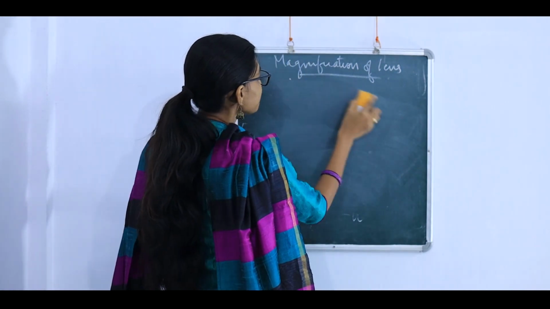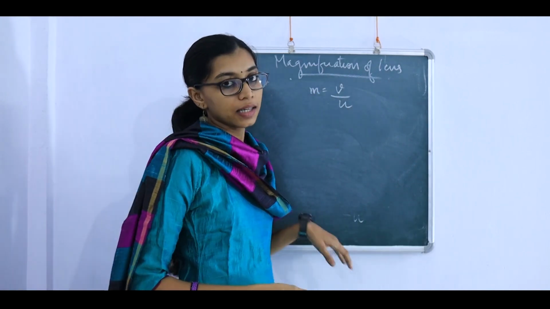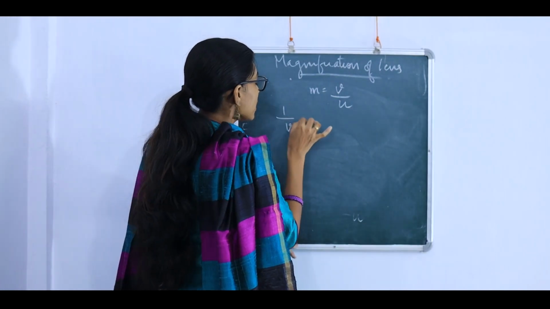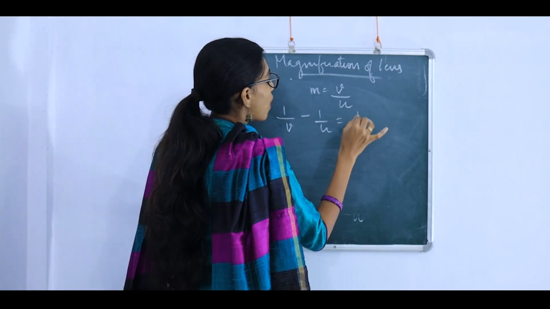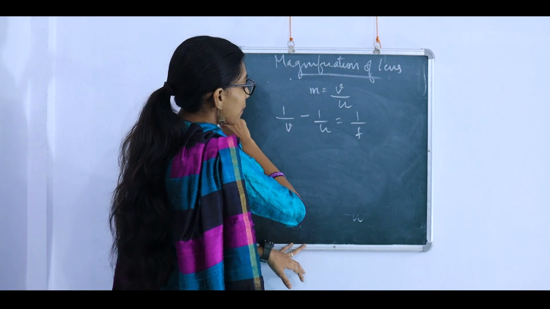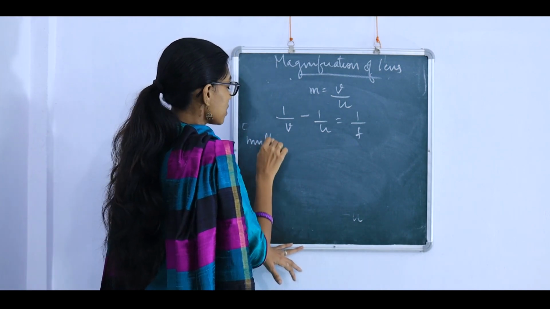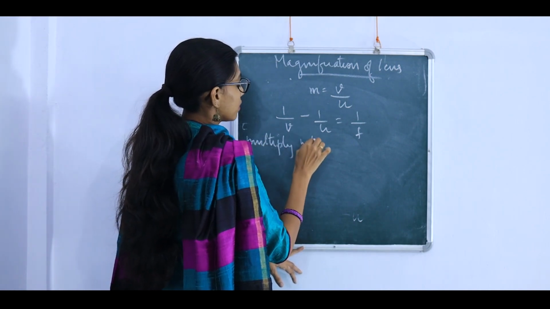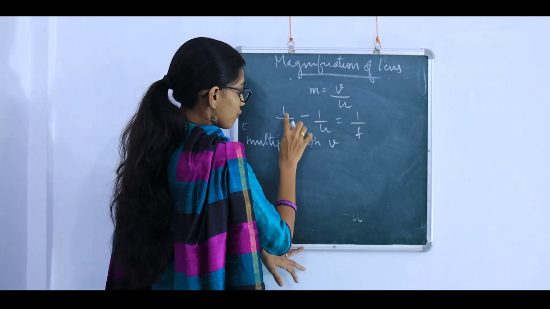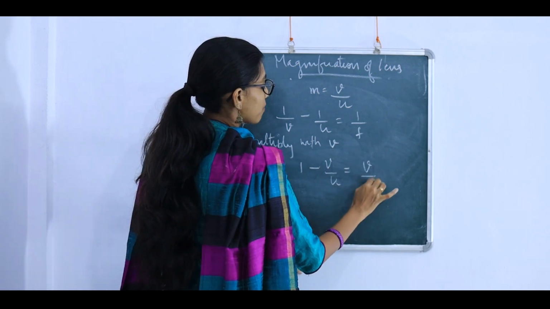Now the magnification formula can be written in various forms. We will try one or two more. So the general formula, I am writing it, m is equal to v by u. Now let's consider the lens formula, that is 1 by v minus 1 by u is equal to 1 by f. v by u is magnification. So I am going to multiply throughout with v. When I multiply throughout with v, what do you get? v by v becomes 1, minus v by u is equal to v by f.